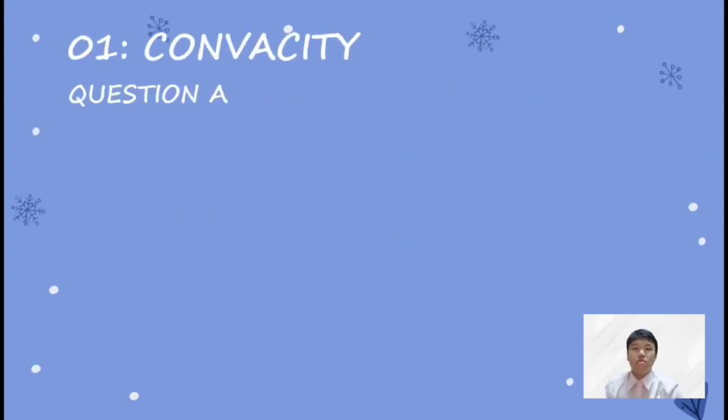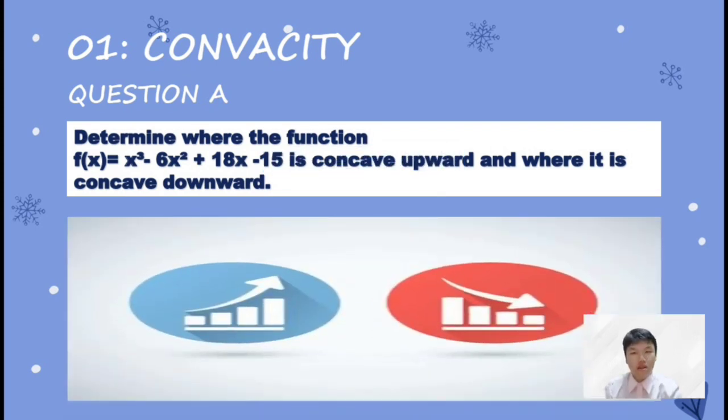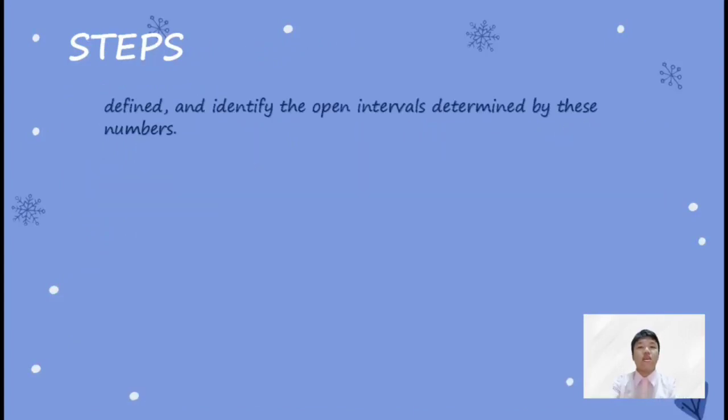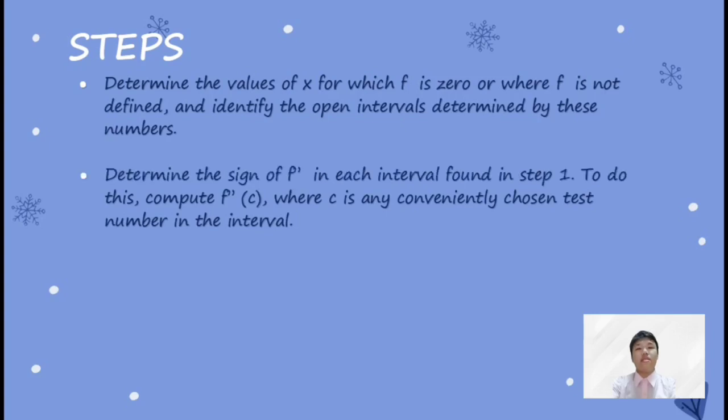So let us have a look at question A. Determine where the function f(x) is concave upward and where it is concave downward. Concave upward is going up, then concave downward is going down. So it is simplified to positive and negative. First, determine the values of x for which f'' is 0 or where f'' is not defined and identify the open intervals determined by these numbers.